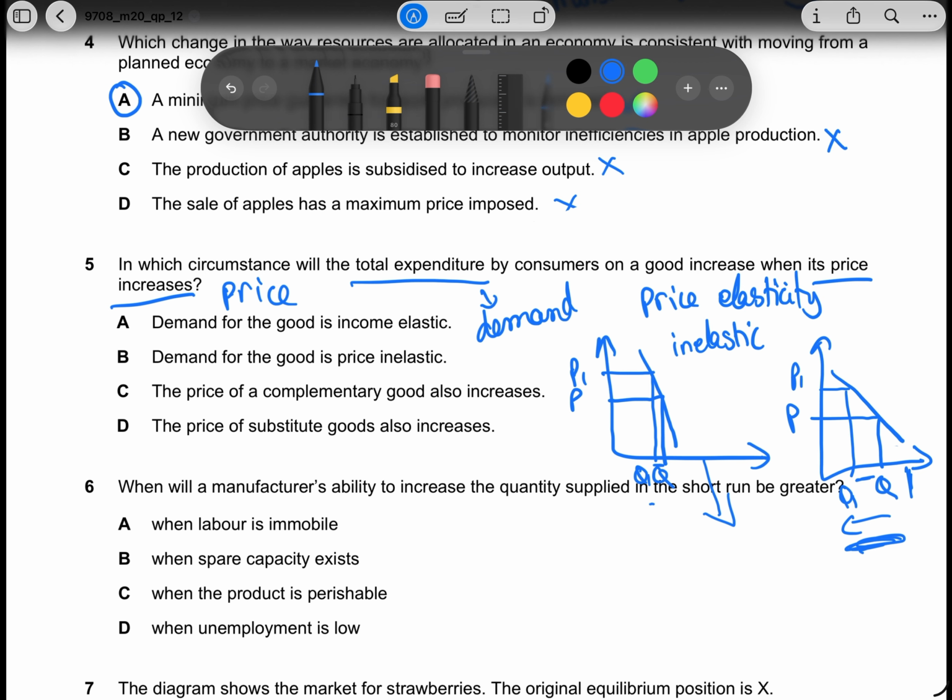Demand for the good is income elastic. Well, income elasticity has nothing to do with price increases, so this is not an option. Demand for the good is price inelastic. That is the option that we're looking at. So the answer is B.